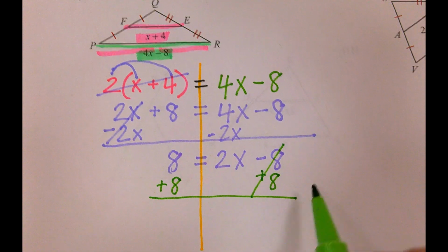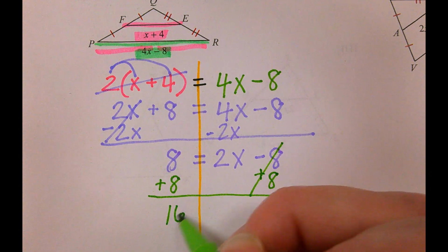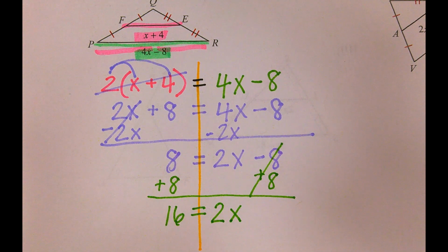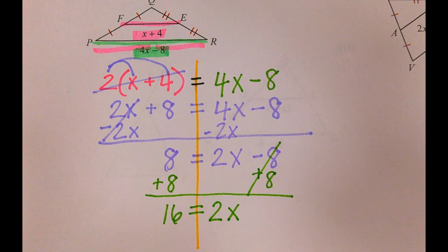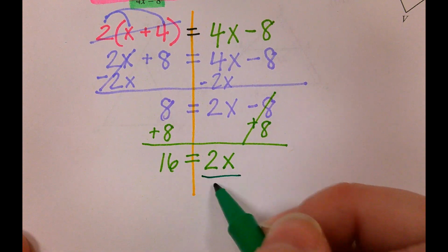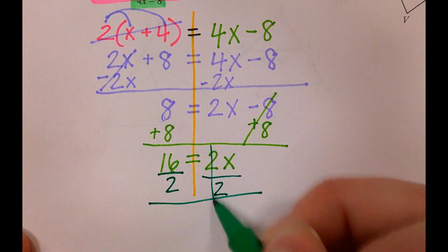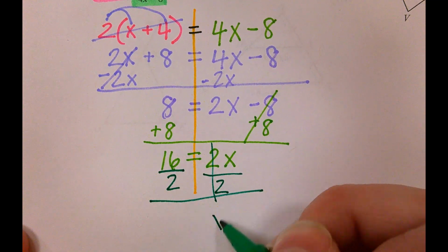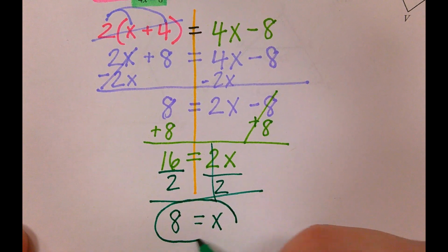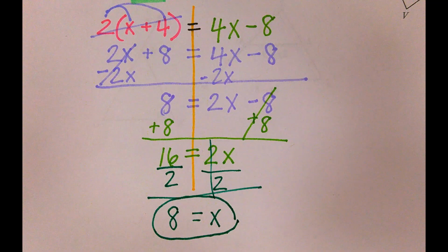Your 8's cancel. Good. Your 8 plus 8 is 16. And you bring down your equal sign. Good. So 16 equals 2x. Then you just divide by 2 on each side. Yes, just divide by 2. Yes, x equals 16 divided by 2 is 8. So for number 3, 8 equals x, or x equals 8. Very nice.